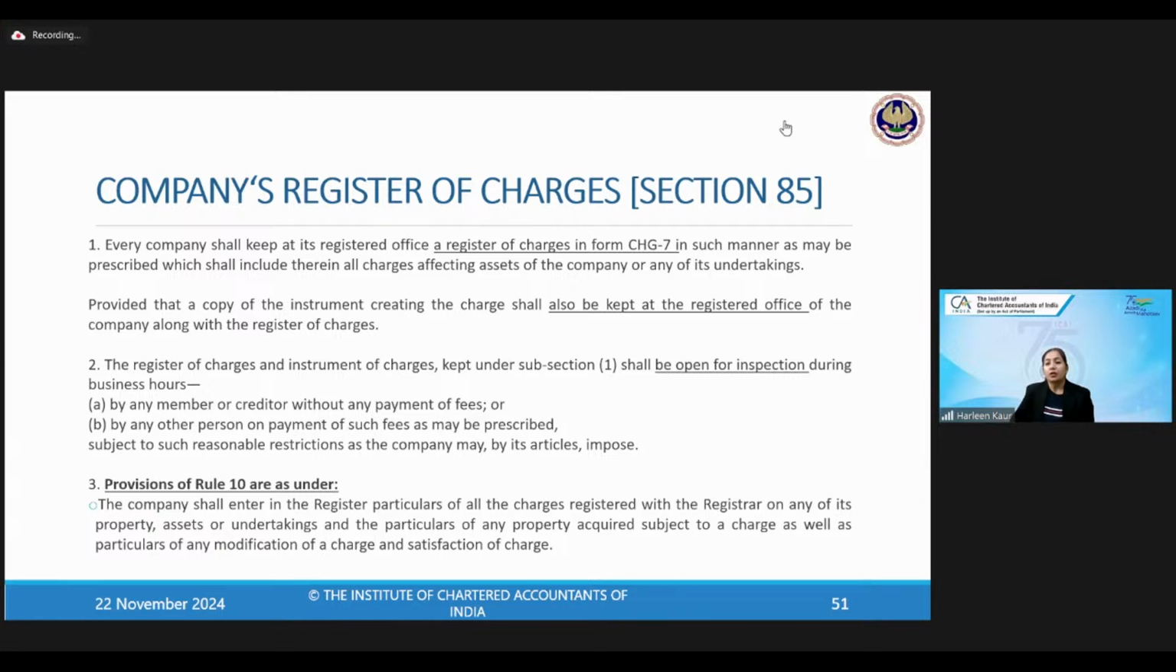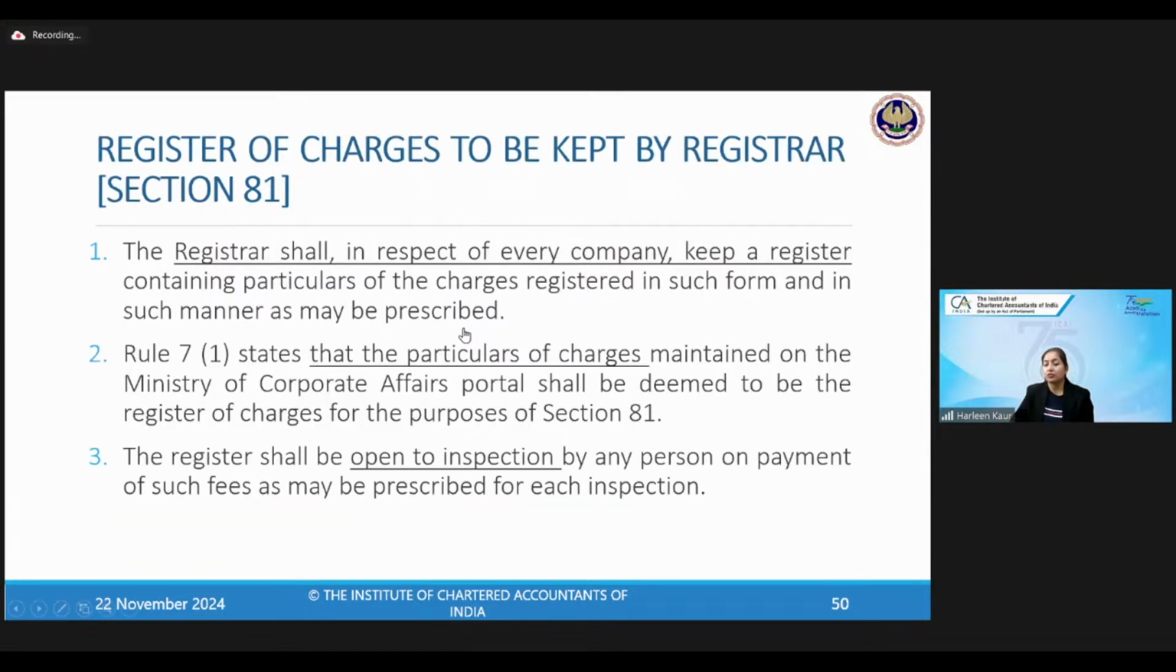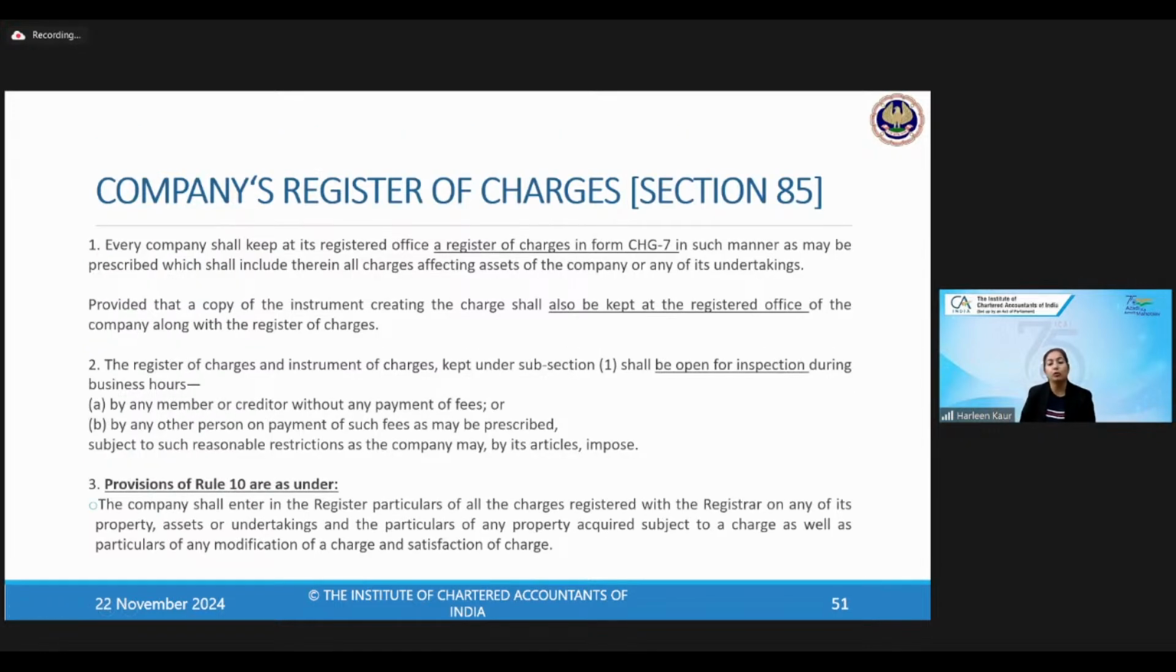Company's register of charges, Section 85. So the registrar has to keep one copy of the register of charges, and the company under Section 85 will also be required to keep the register of charges.